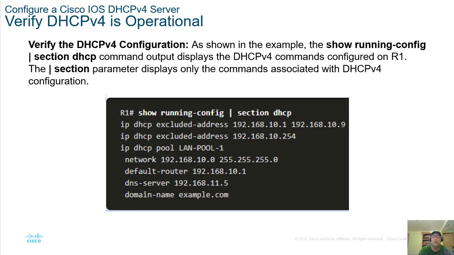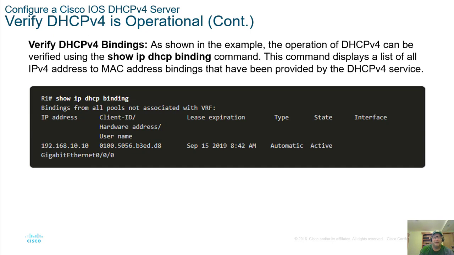And we're going to see examples of those here. So here's a show run with the pipe for the DHCP section, and you can see all the configuration is listed there. And here's show IP DHCP binding, and you can see the IP address and the MAC address that it's attached to, so the binding.